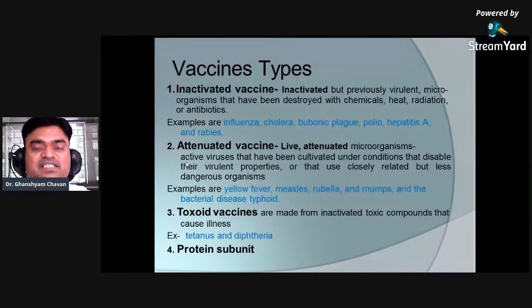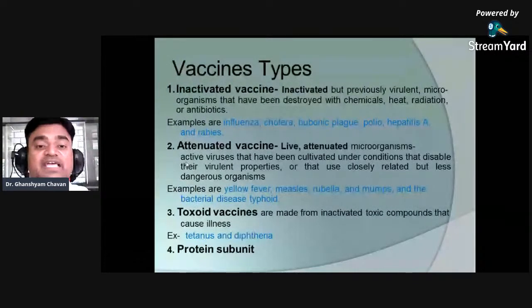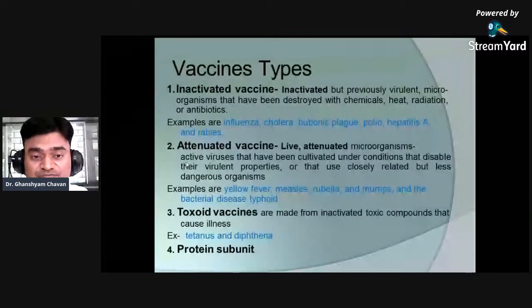Attenuated vaccines are live or attenuated, meaning their effect has been suppressed. Their virulent property has been suppressed. So attenuated microorganisms are active viruses that have been cultivated under conditions that disable their virulent properties, or they use closely related but less dangerous organisms. Now the examples of these attenuated vaccines are yellow fever.